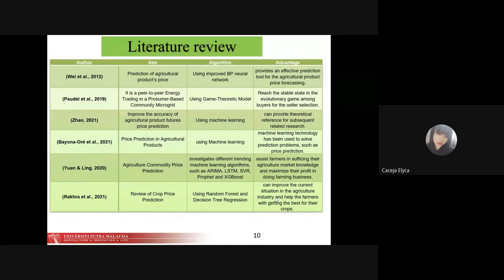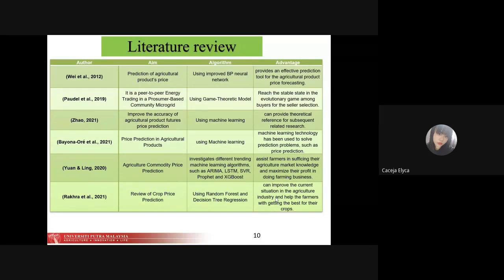So here are some of the literature that does some prediction and makes an online trading market. The first one is from 2012, they predicted agriculture product prices using the improved BP neural network. So they used it to provide an effective prediction tool for agriculture product price forecasting.